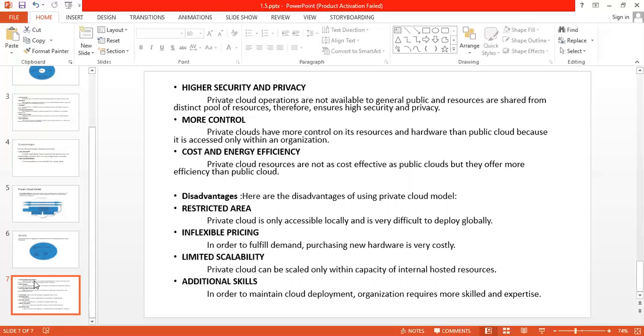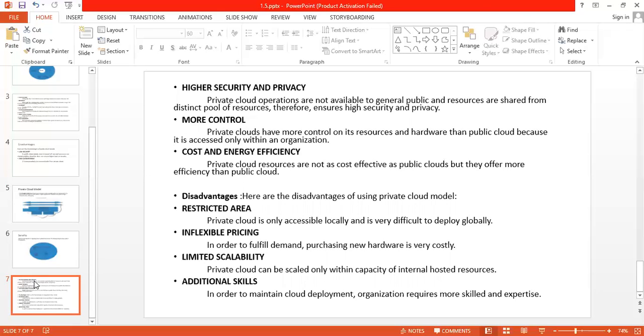It is cost and energy efficient. It might be possible that the cost of a private cloud is more than the cost of a public cloud, obviously, because security is also a factor, and privacy is also a factor, and they are not as cost effective as public cloud. But with respect to security, it is very important to go for the private cloud instead of the public cloud.